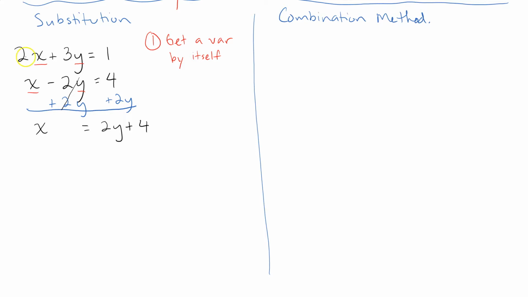I'm just going to copy this top equation right underneath it. So here we go. We still have two equations, and we have one of the equations where the variable is by itself. The second step for the substitution method is actually doing what the method is called. We're going to substitute.